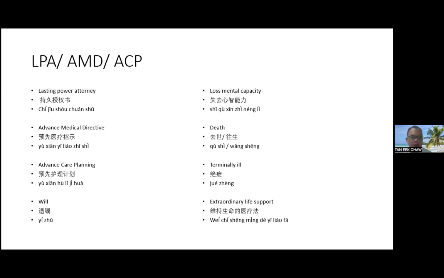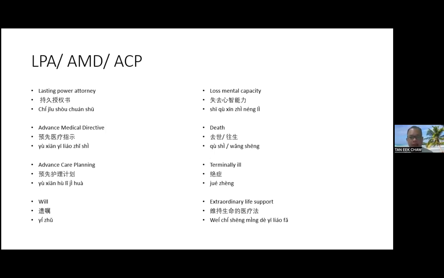So in Chinese we call it 预先护理计划. A will is 遗嘱. 遗嘱 is when you pass away, who you want to pass your property to. And some medical terms, if you want to try speaking to an auntie or uncle: lost mental capacity is called 失去心智能力. Death in Chinese we call 去世, or a more proper term, 往生. Terminally ill we call 绝症. Extraordinary life support we call 维持生命的医疗法.